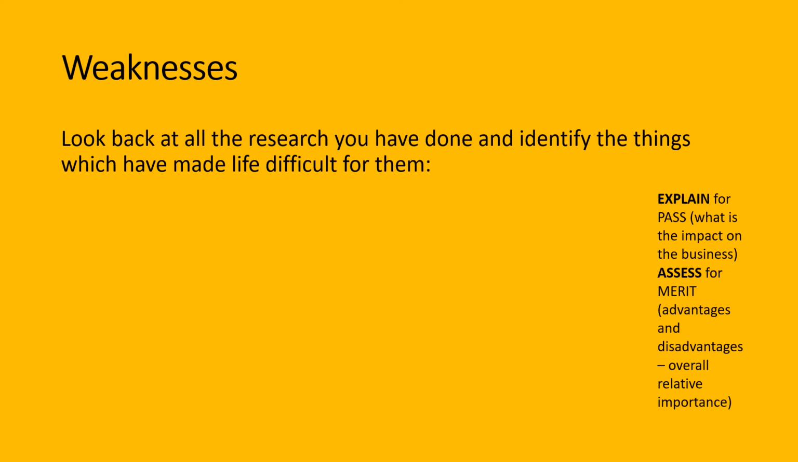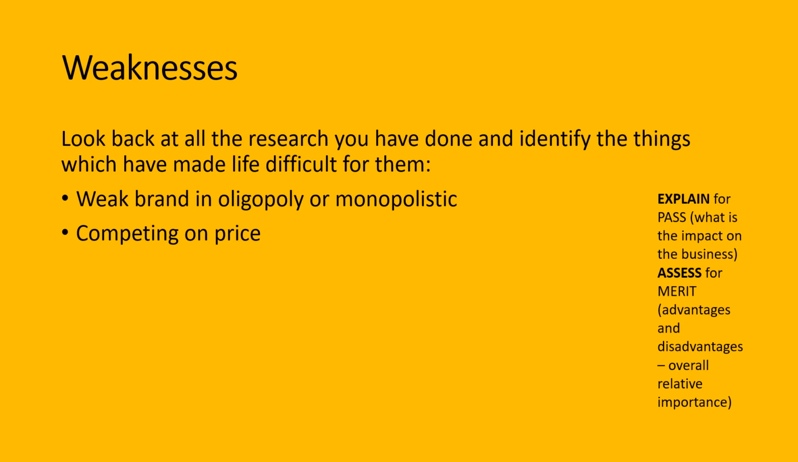Now, the second category is weaknesses. These are the things which have made life difficult for them. Exactly the same passes and merits. Make sure you do that. But the ideas are, you might have a weak brand in an oligopoly or monopolistic competition. So Puma, it's not great for them. There's lots of things which aren't great for them, but you'd be able to describe in great detail why it's not.